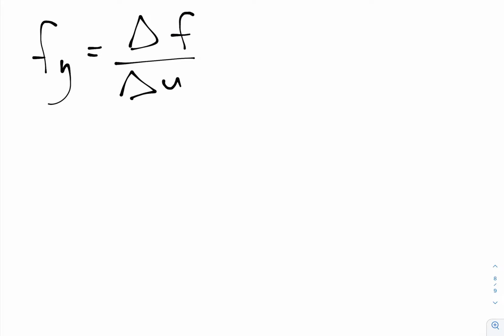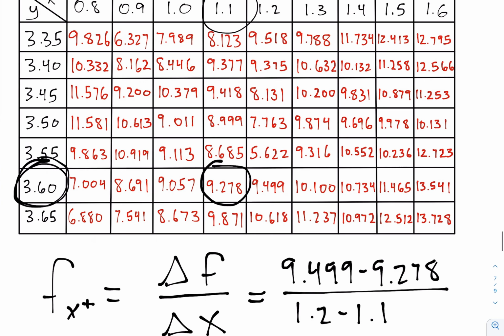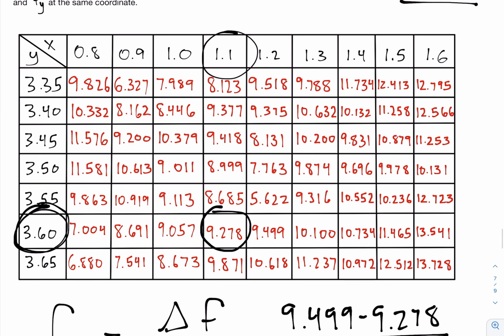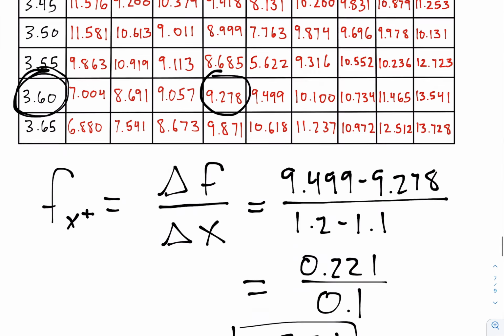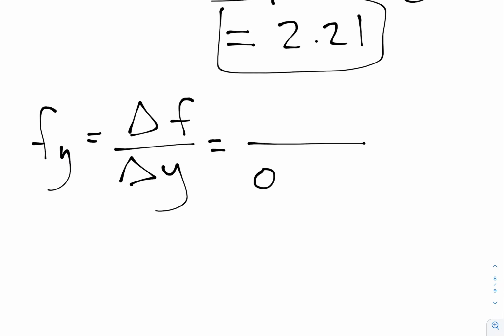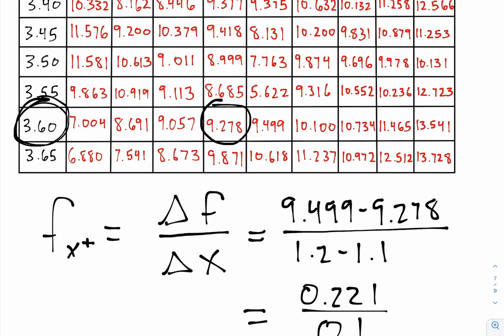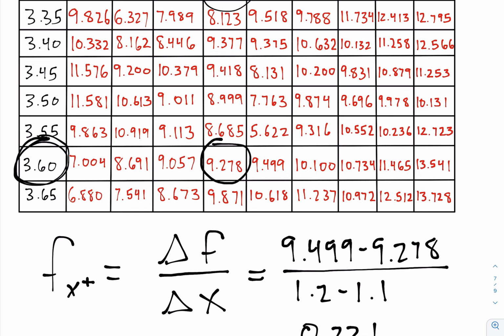So f sub y, that's going to be how the function changes for every unit that y changes. Okay, so we can kind of go down or up in the y direction. Doesn't really matter. Let's just go from 3.6 to 3.65. So that means our dy is 0.05. Okay. And if we go from 3.6 to 3.65, that means we're kind of nudging down.